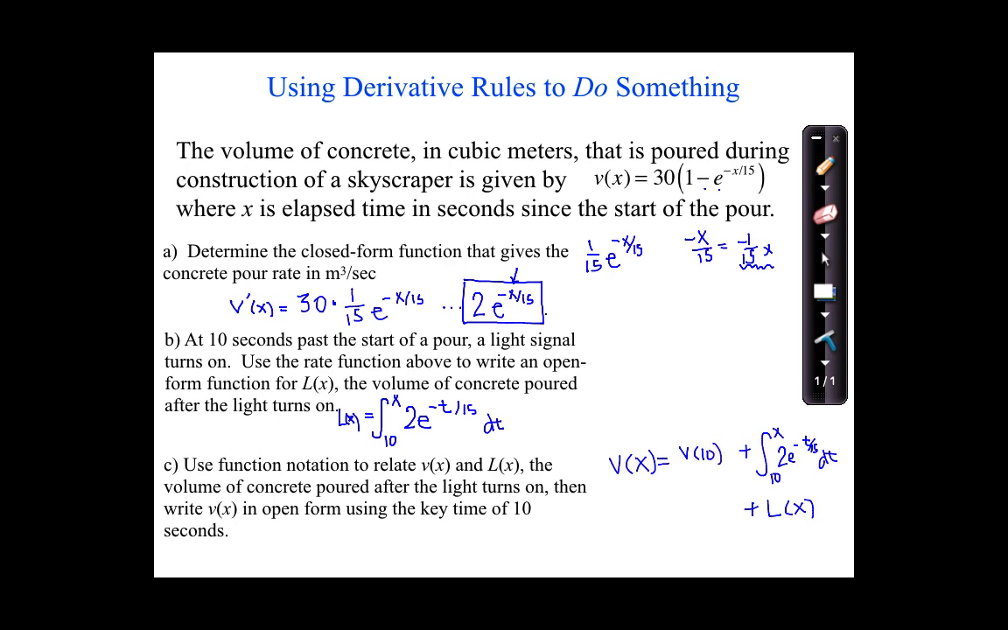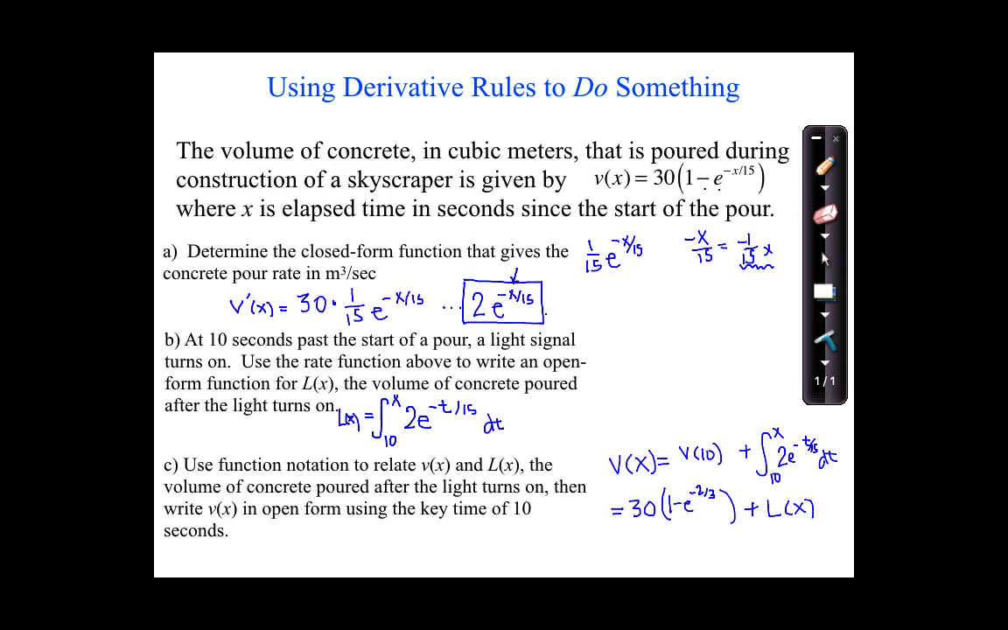Or since I have the formula for V, I could put in 10 for x. So that would be the same as 30 times 1 minus e to the negative 10/15, otherwise known as negative 2/3, plus L of x. V of x is more. How much more is it? Well, it's more by whatever was poured in the first 10 seconds.